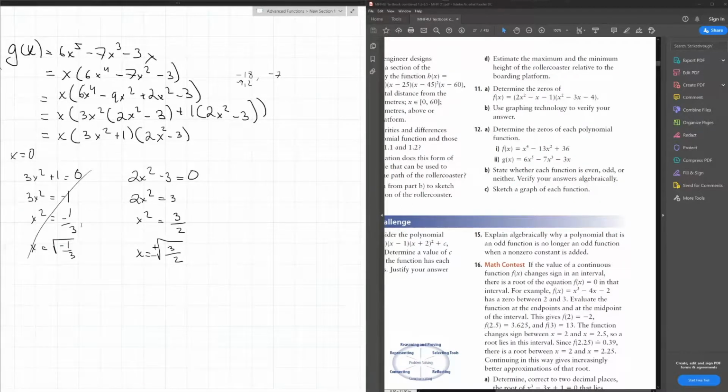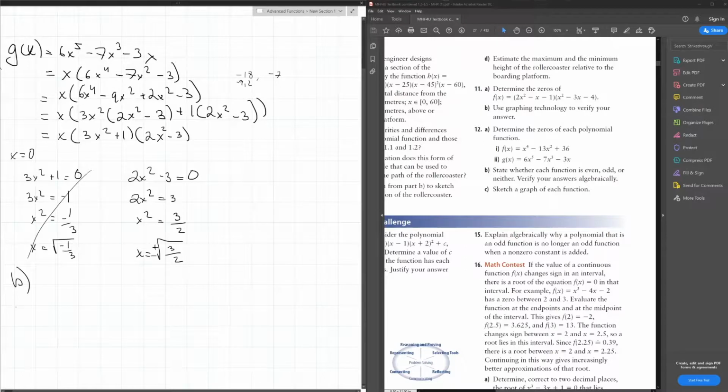Now we have to check whether or not this is even or odd. So let's do that quickly. Again, f(-x) equals -x(3(-x)^2 + 1)(2(-x)^2 - 3). These become positive x's. So we have -x(3x^2 + 1)(2x^2 - 3), which we see is not the same as our original function. Therefore, it is not even.